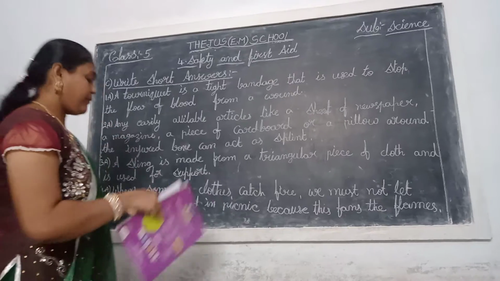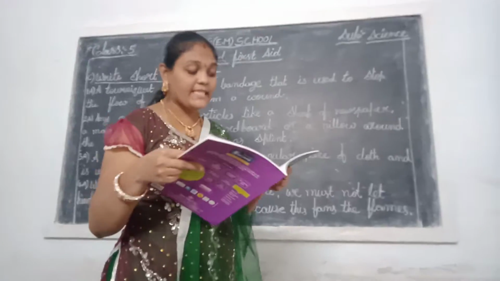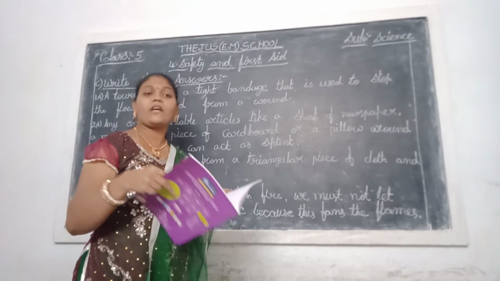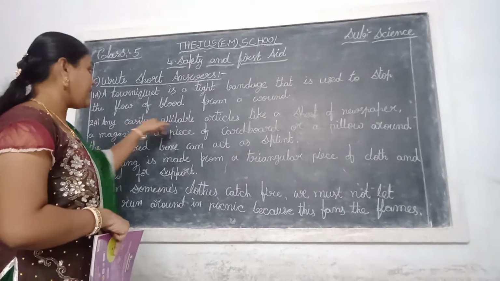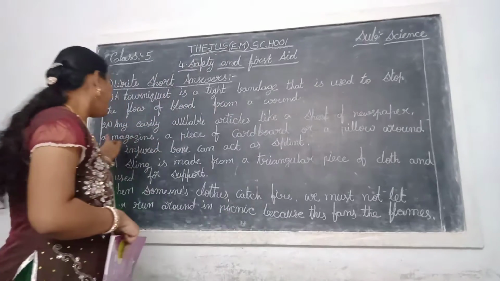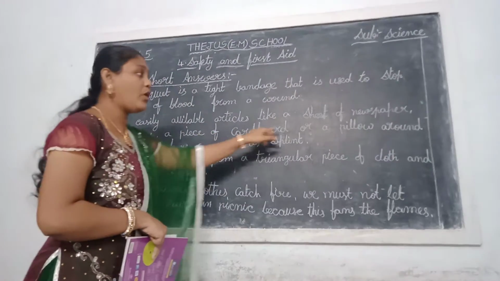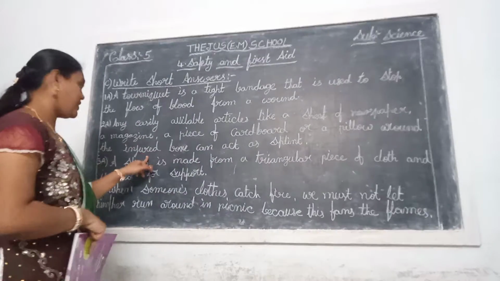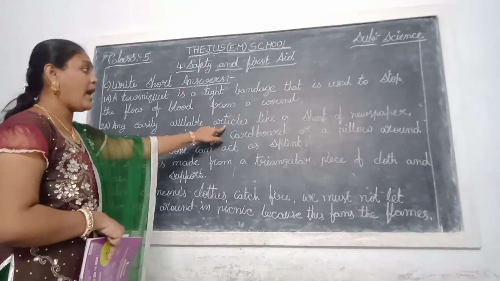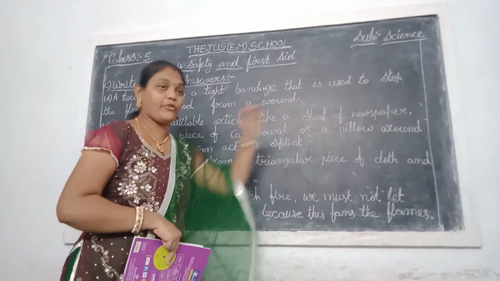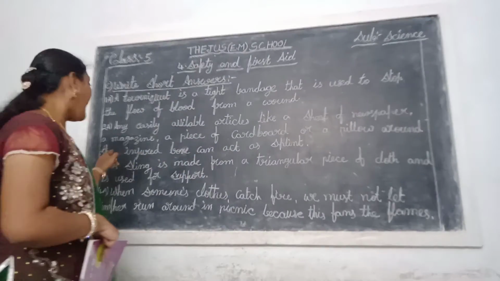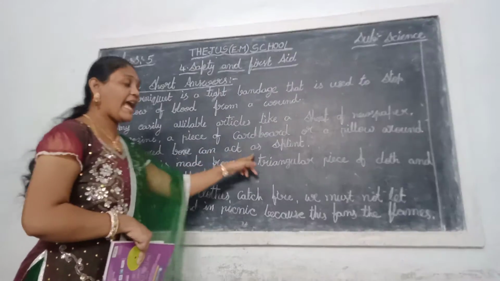What can be used as a splint in case of a fracture? Any easily available articles like a sheet of newspaper, a magazine, a piece of cardboard or a pillow around the injured bone can act as a splint.